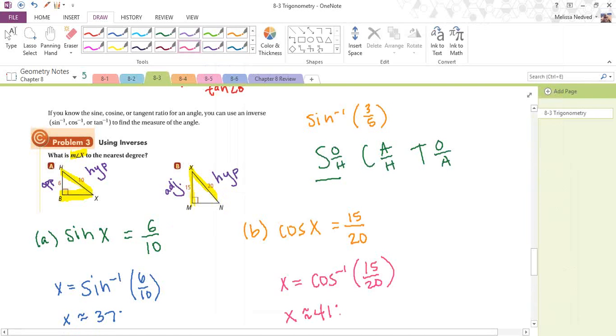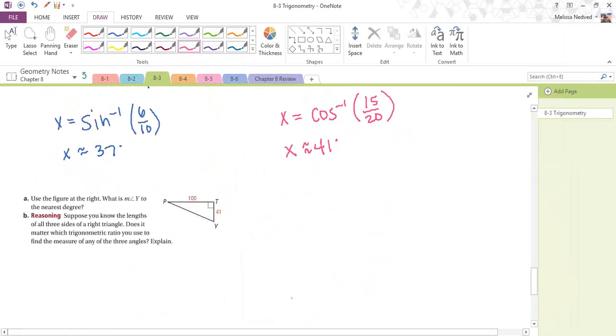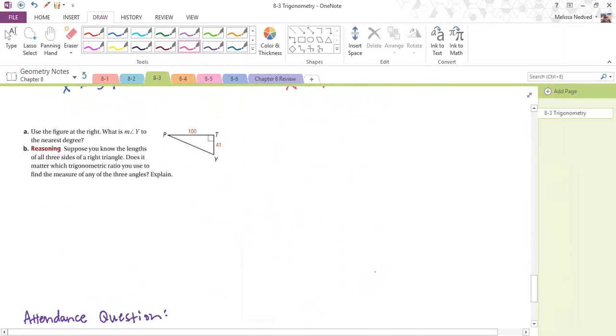Okay, we've got one problem left, and then if we get to the attendance question, we will. If not, we don't. Okay, and then I'll go ahead and take any questions that we have. So use the figure at the right. What is the measure of angle y to the nearest degree? And then we'll look at part B.